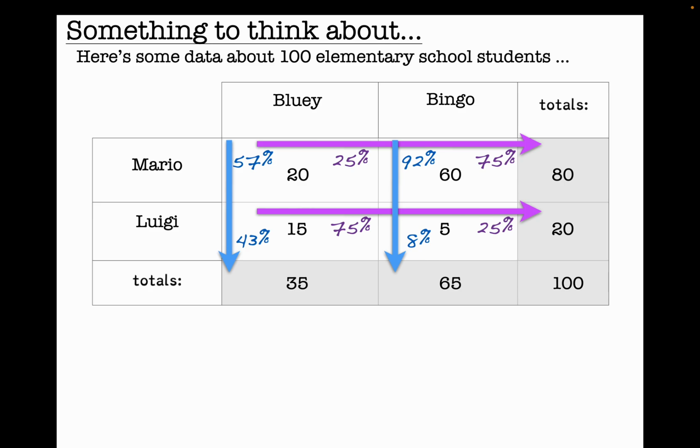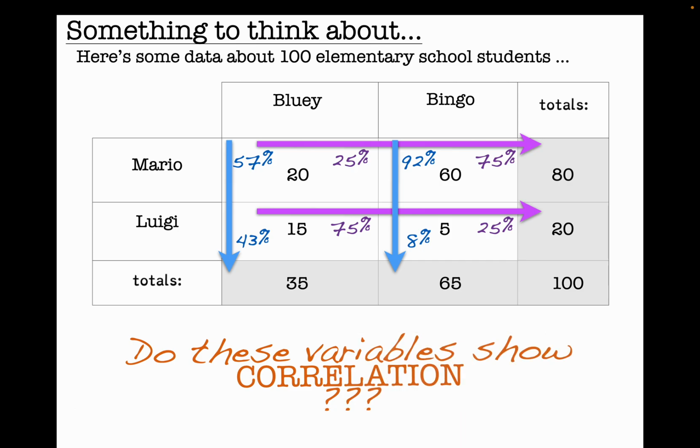The question, though, that I want you to think about with this data, now that we have those 8 relative frequencies, do these variables show correlation? One of the big ideas that we've been talking about with bivariate data is, are the variables related? So is your feelings about Bluey versus Bingo related to your feelings about Mario versus Luigi? Maybe take a minute, look at those percents, and see if there's any conclusions you could draw. Is there a relationship here or not? And when we see each other next in class, we're going to try to answer the question, what does correlation look like in a two-way table? We know what correlation looks like on a scatter plot. What would correlation look like on a two-way table?